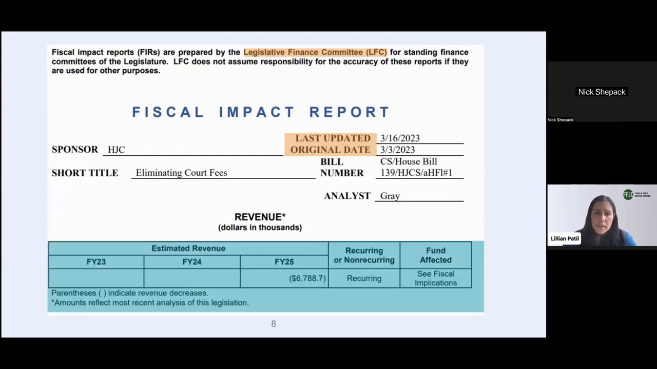And then here they give us, on the first page of the fiscal note, a nice, neat net impact number. They're saying starting in fiscal year 25, the total impact of eliminating all of these 9 different court fees is going to result in about $6.8 million revenue loss. The reason I know it's a loss is I see those parentheses around the revenue number. And they think that number is recurring, which means it's expected to happen every single year because the fines will no longer be collected in any year in the future.